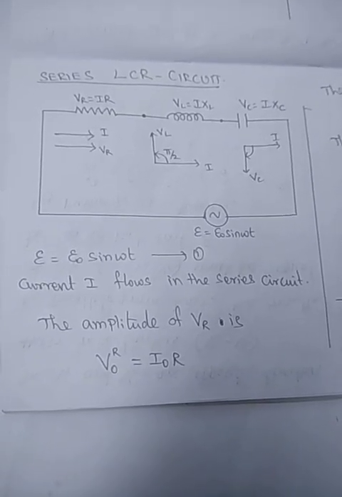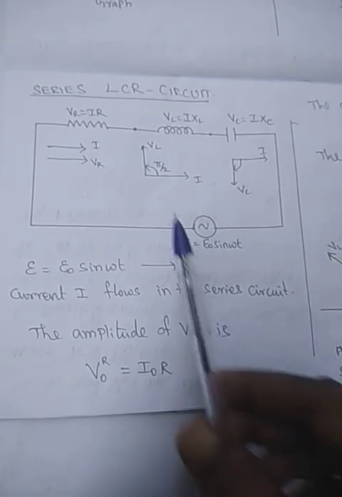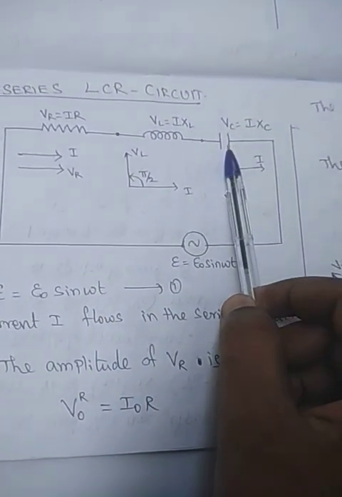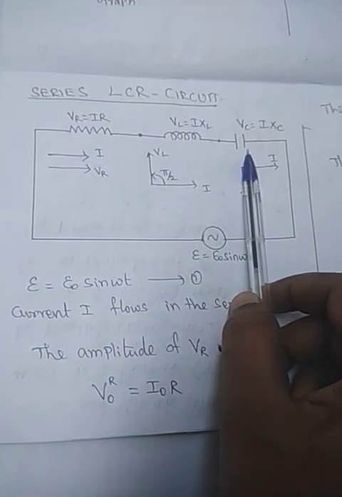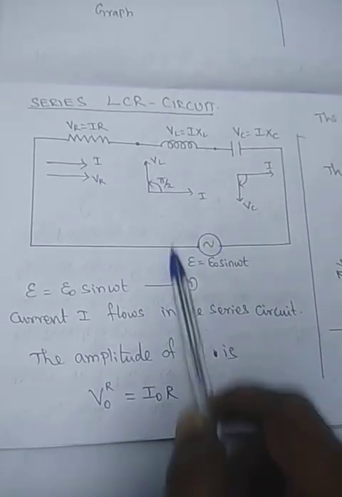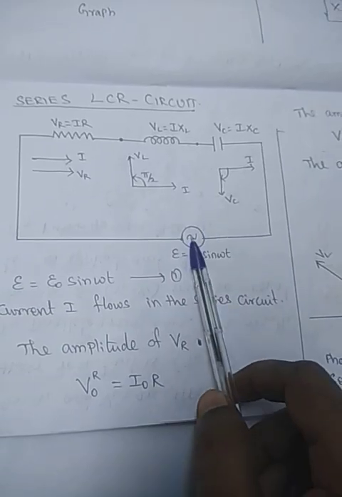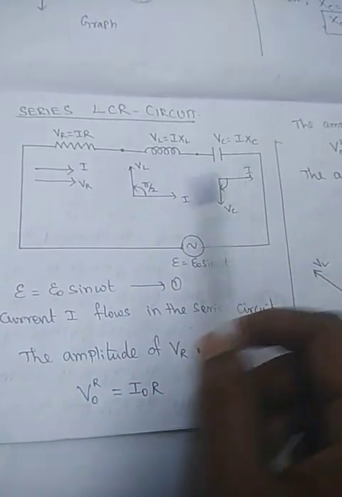Series LCR circuit. This circuit explains what happens when a resistor, an inductor and a capacitor, all three, are connected in series, and an alternating EMF equal to E naught sin omega t is connected to them. How do these things happen in the same circuit?